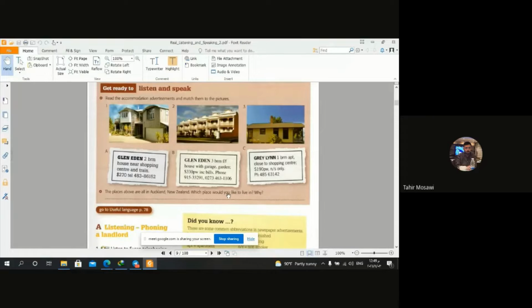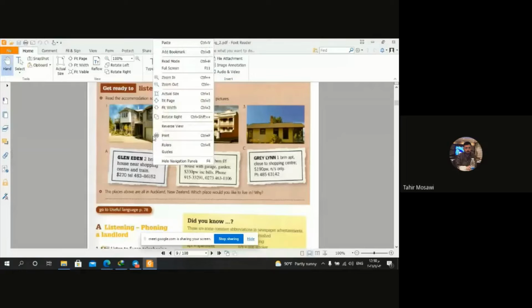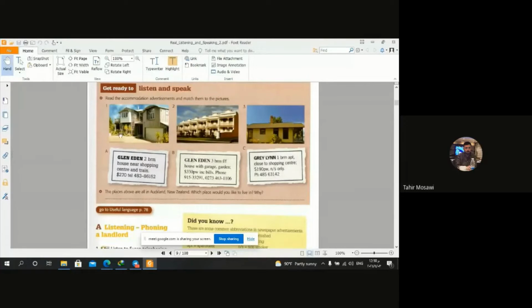So the answer Muhammad gave was correct. Here is the most obvious one, a house with a garage and garden. Only picture one could match this advertisement.